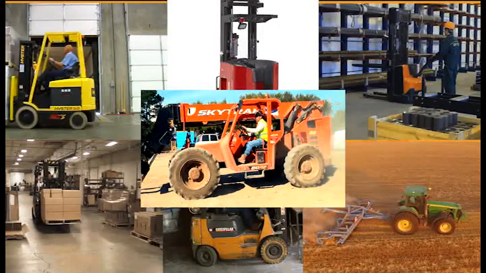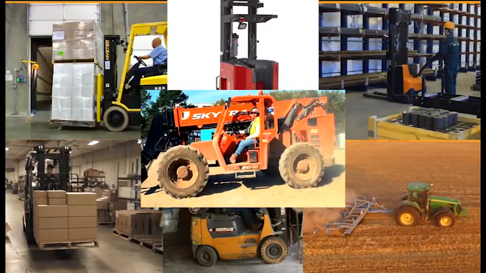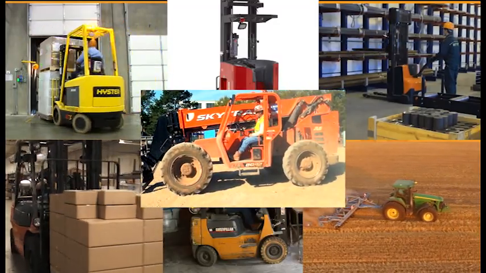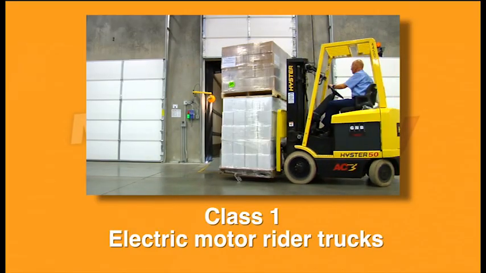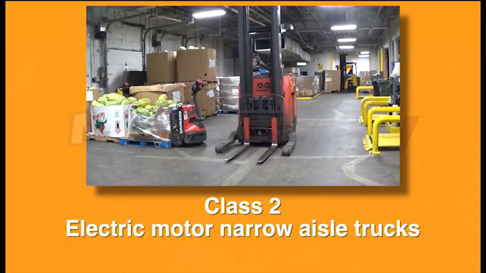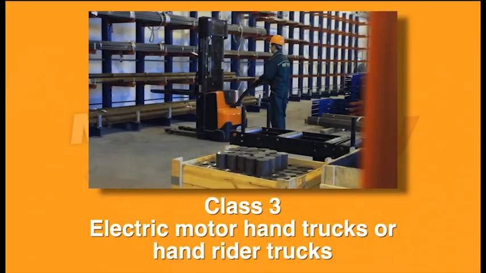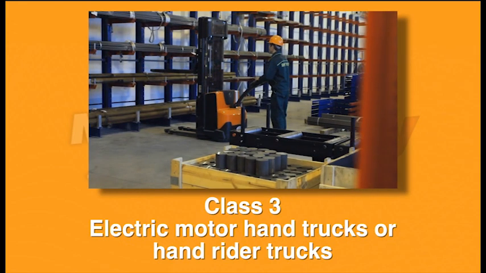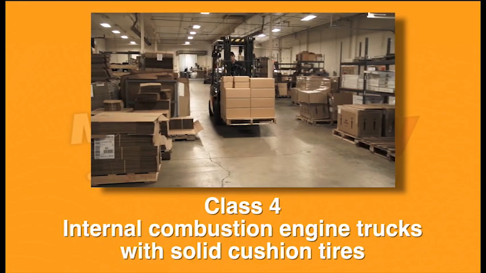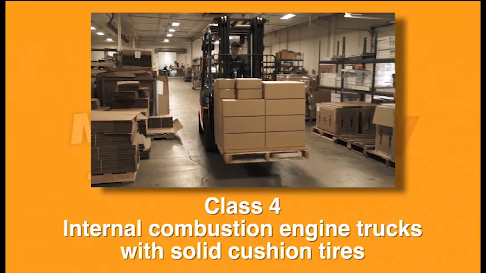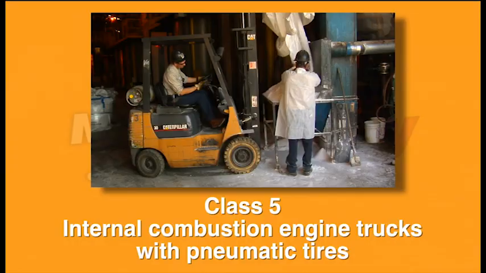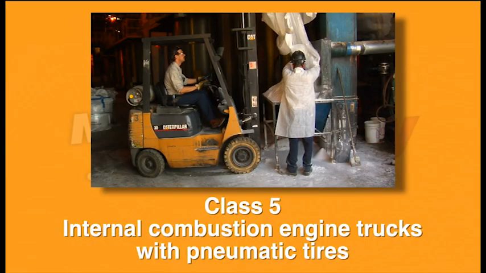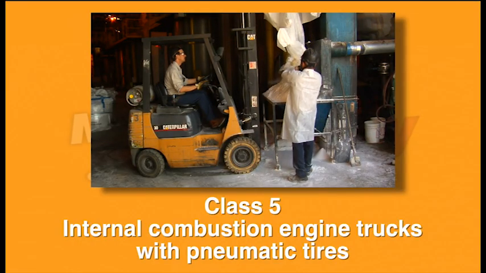Forklift types. There are 7 classes of commonly used powered industrial trucks, which include Class 1, electric motor rider trucks. Class 2, electric motor narrow aisle trucks. Class 3, electric motor hand trucks or hand rider trucks. Class 4, internal combustion engine trucks with solid cushion tires. Class 5, internal combustion engine trucks with pneumatic tires.